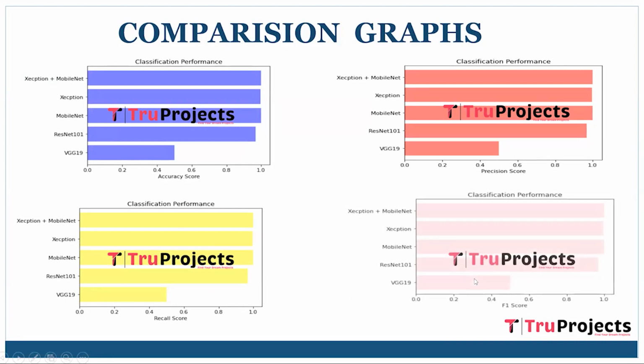algorithm names. And here we have the F1 score graph. F1 score is the harmonic mean of precision and recall, offering a balanced measure that considers both false positives and false negatives, making it suitable for imbalanced datasets. So here we can observe that the x-axis represents the F1 score of each algorithm and the y-axis represents algorithm names.